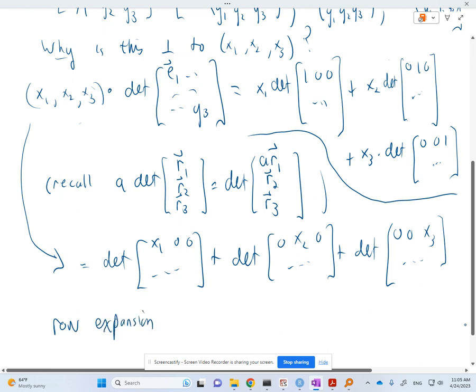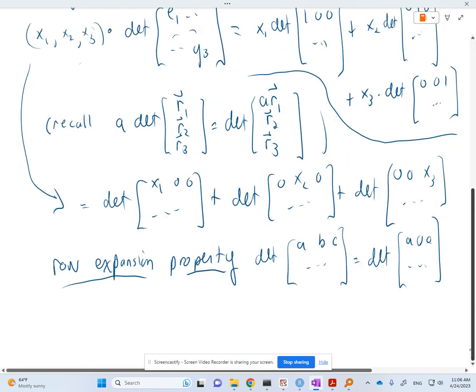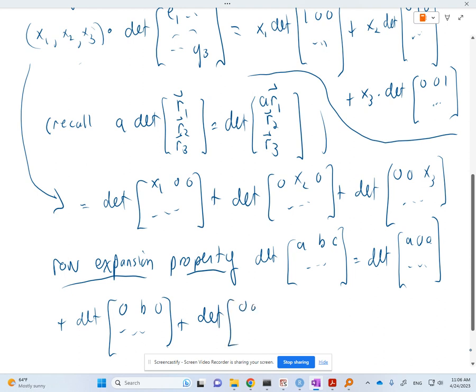Now, it's true that in this section of the book, we didn't have the row expansion property yet, but the row expansion property is a key property, very useful property of determinants, that the determinant of, if I have A, B, C in the first row, that's equal to the determinant of A, 0, 0, plus the determinant of 0, B, 0. I can expand along this row, plus the determinant of 0, 0, C.